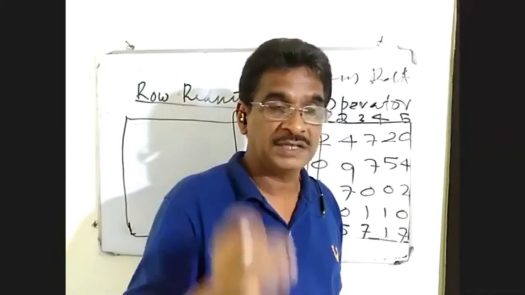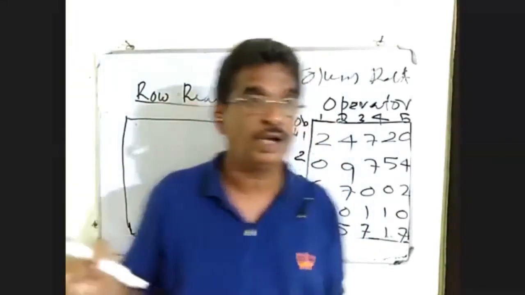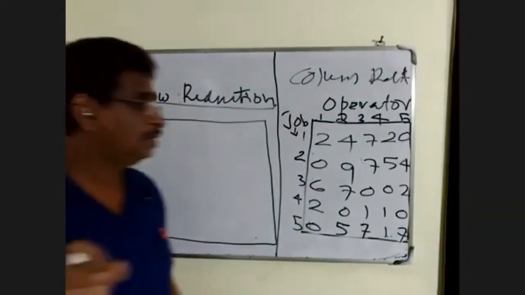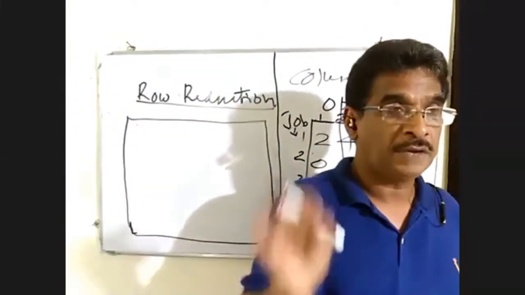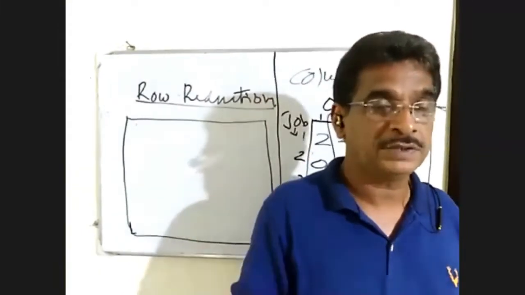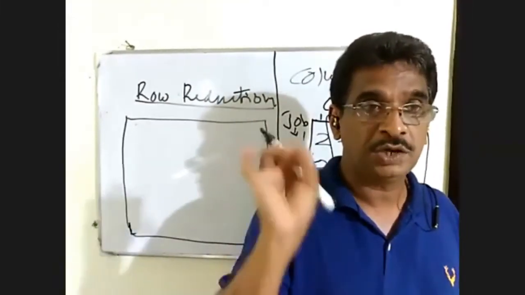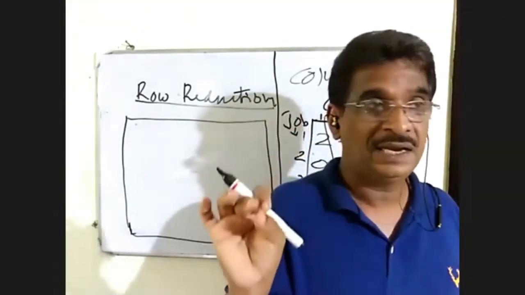For this purpose, there is a trick known as row scanning and column scanning. Please write 3.1 row scanning. Our aim is to draw a minimum number of lines to cover all the zeros. For that purpose, we are using a technique known as row scanning.